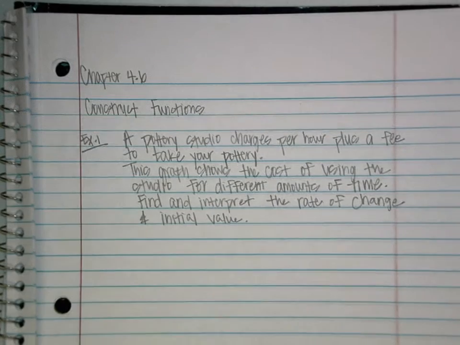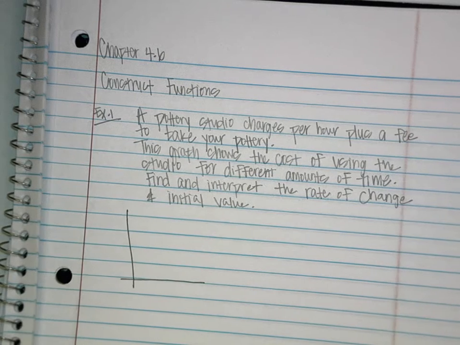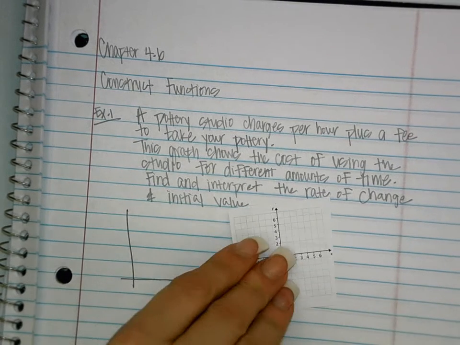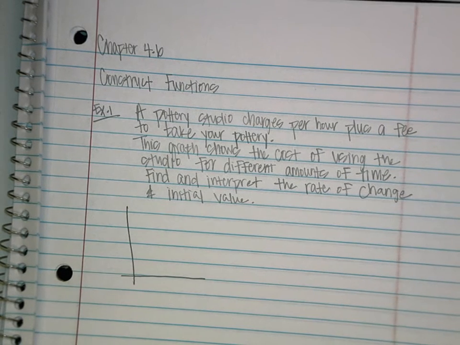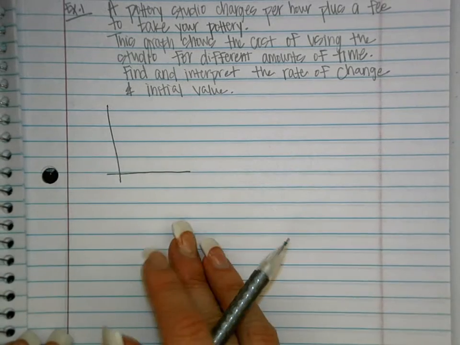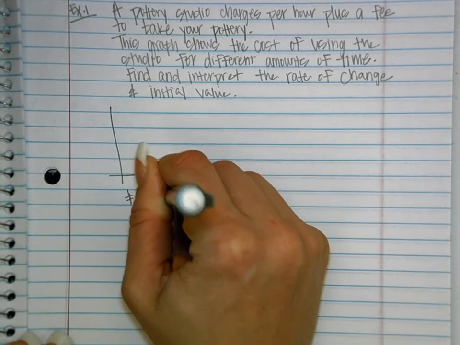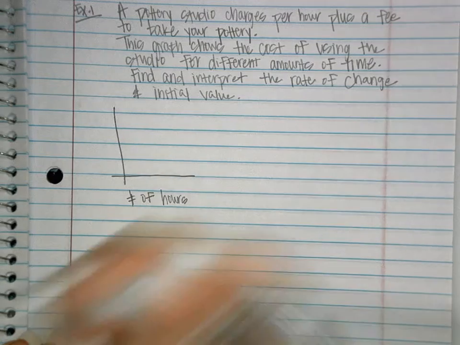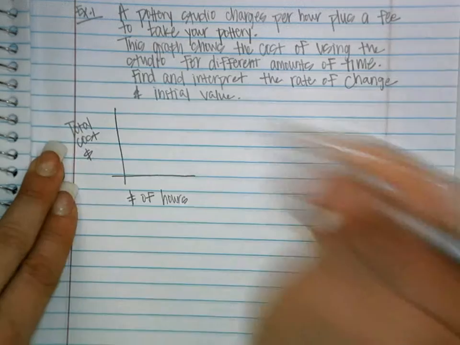Would it make sense that we're only going to use one corner of our graph? Why would we not use a whole graph like this? Because it's impossible to have negatives. You can't have negative time that you spent there, and you can't pay negative money. So this is called a quadrant 1 graph, where all the numbers are positive. On the bottom we're going to write the number of hours, and on the left side we're going to write the total cost, in dollars.